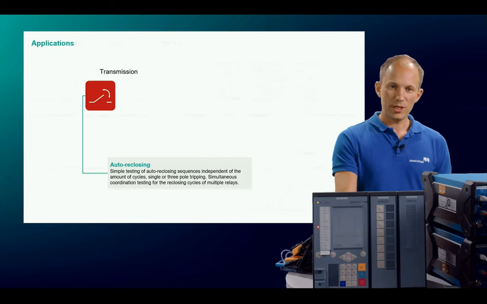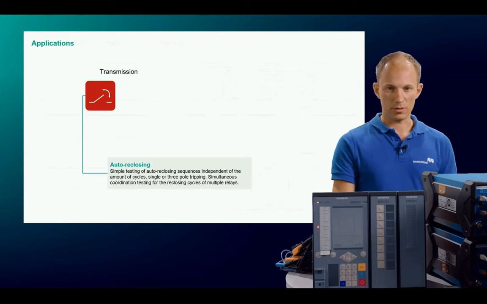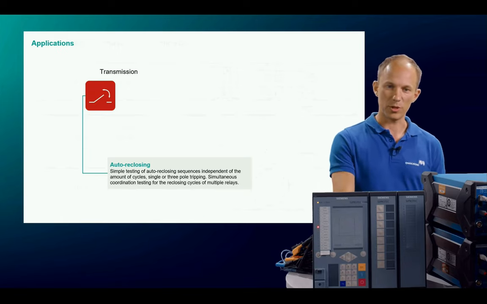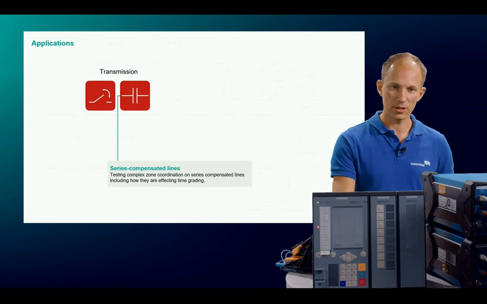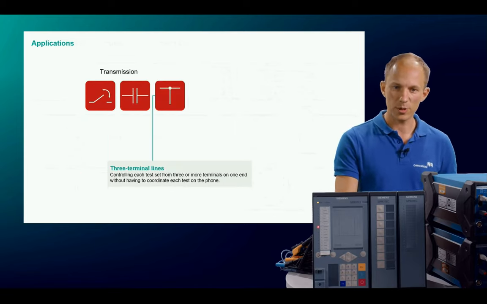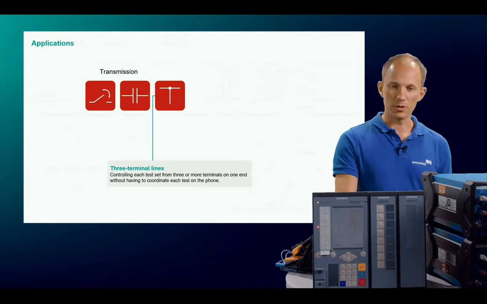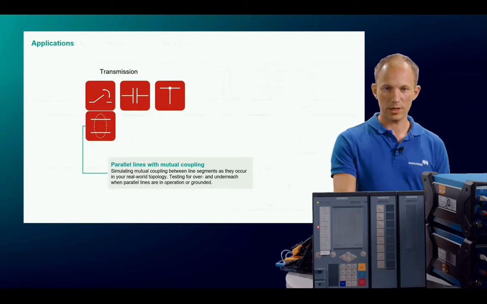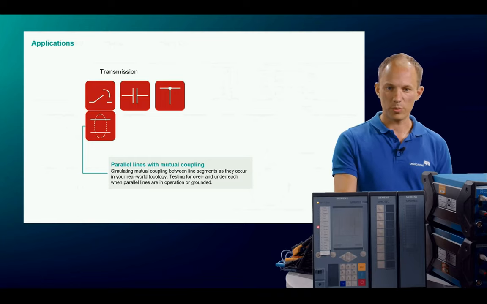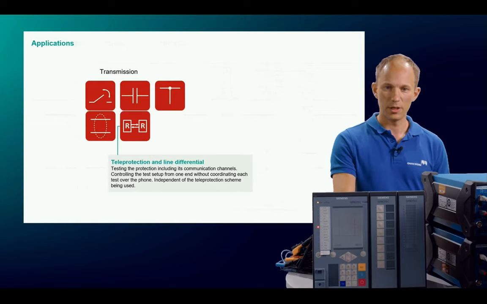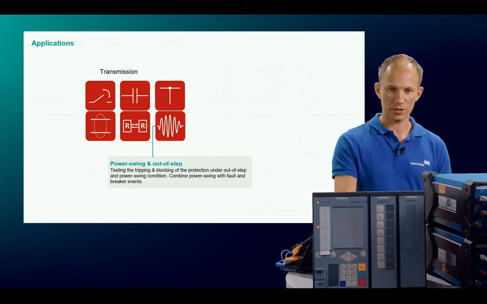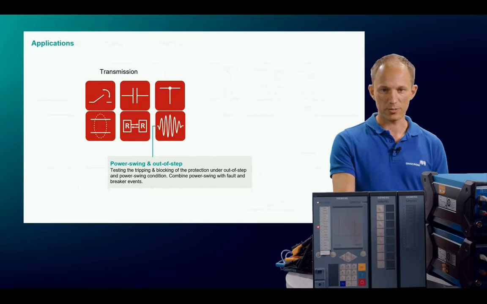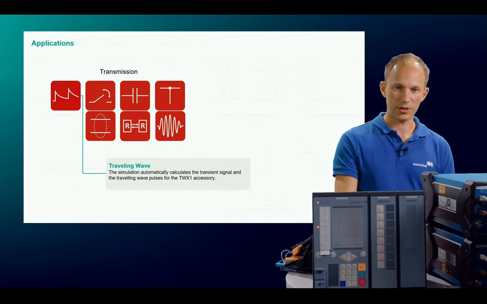Yeah, which applications can be tested with RelaySymTest? There are quite a few examples. For example, it can be used in the transmission area to test auto-reclosing. We can simulate series compensated lines, three or even more terminal lines. We could simulate parallel lines with mutual coupling, so the influence of two lines together. We could simulate teleprotection schemes, line differential protection schemes, power swing or out-of-step functionalities.